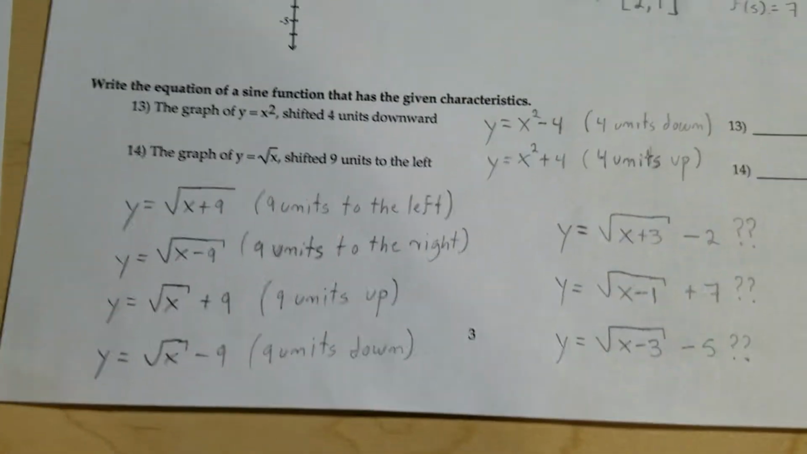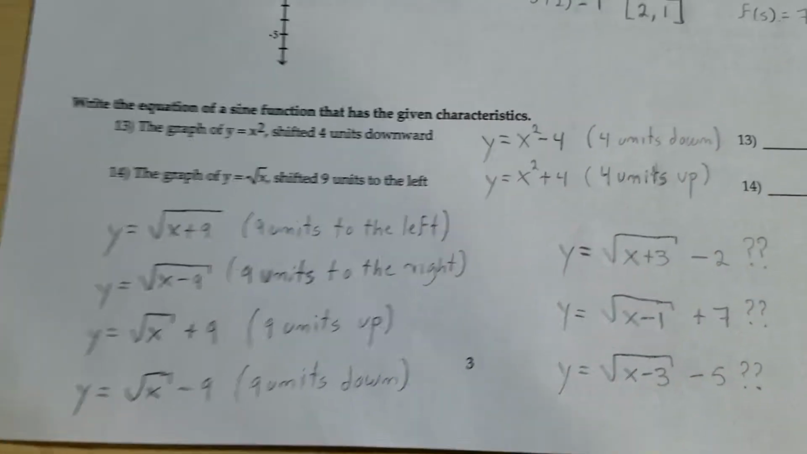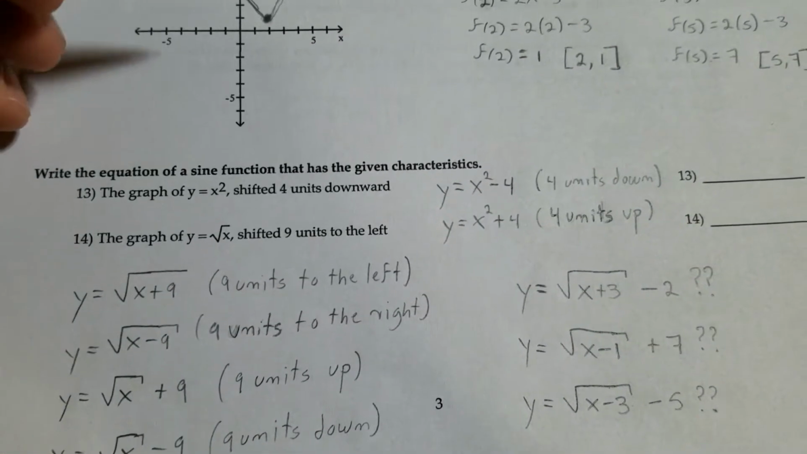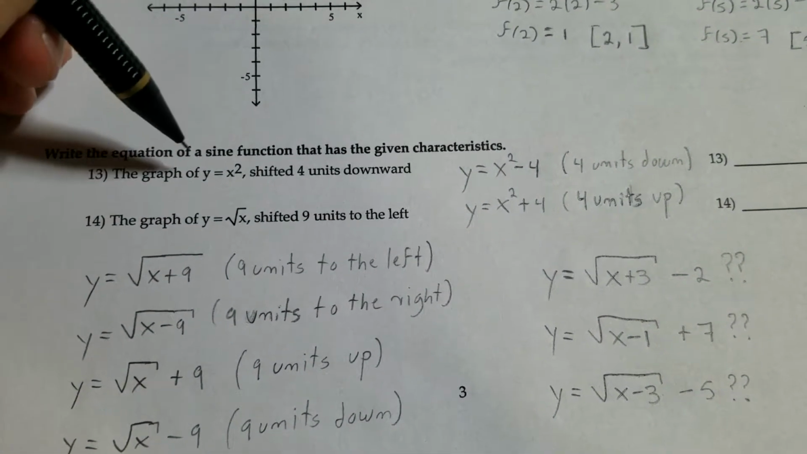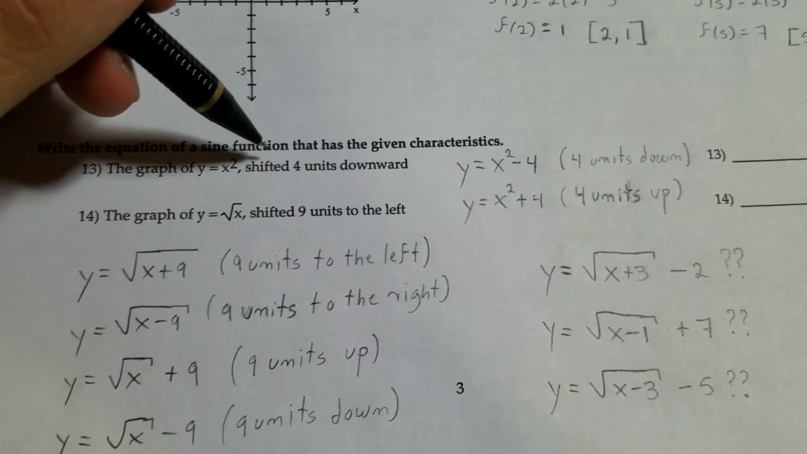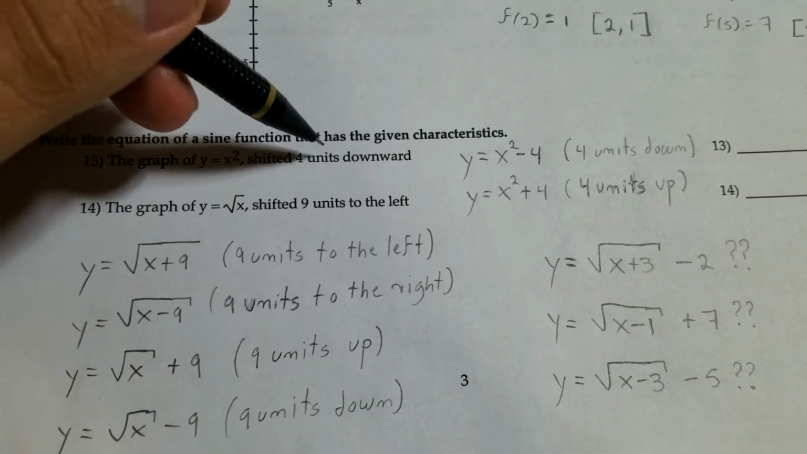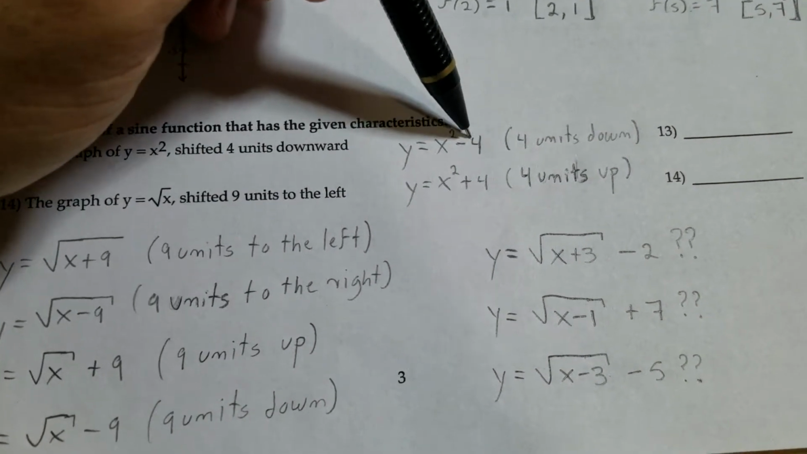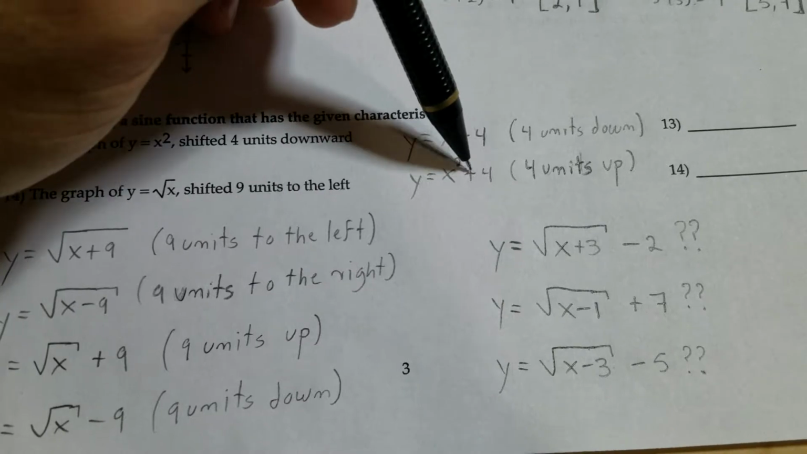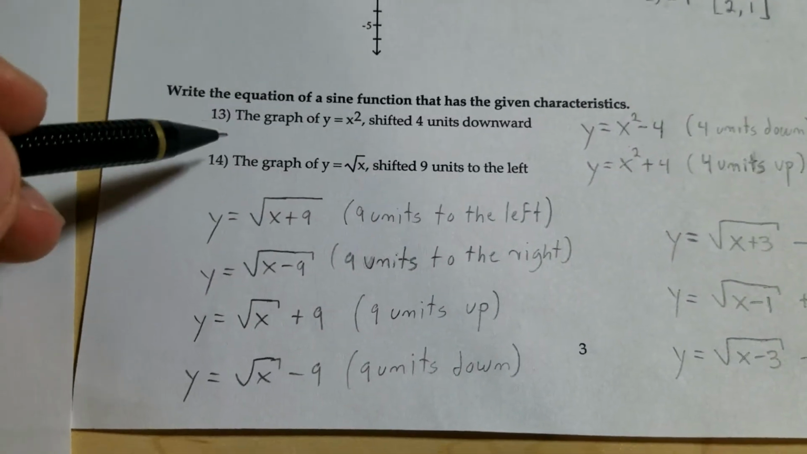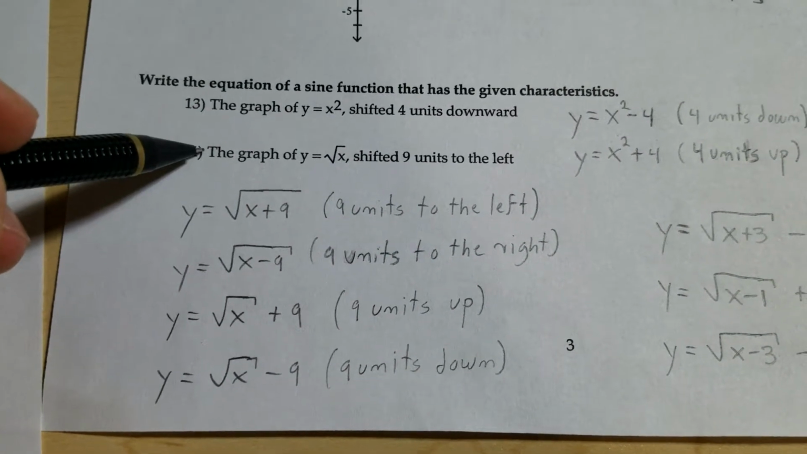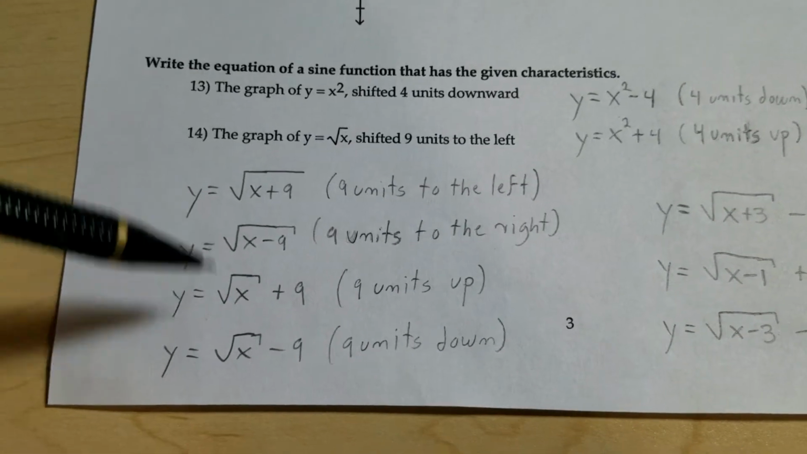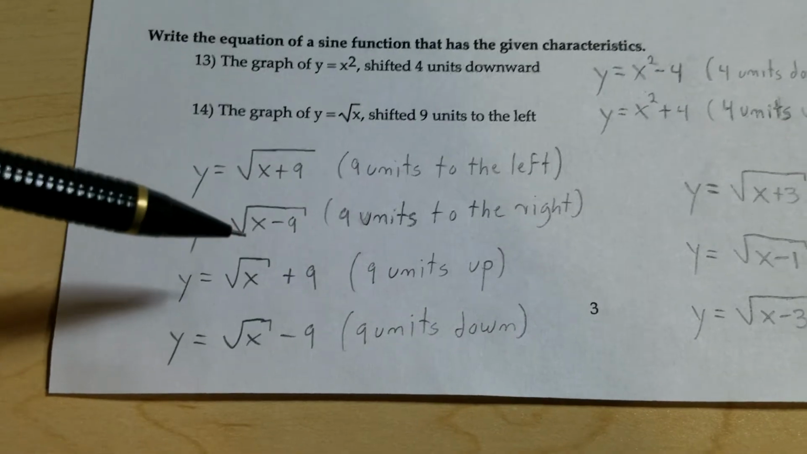Now for 13 and 14, those are pretty simple, so make sure that you understand how they work. For number 13, they're asking you to shift that equation 4 units down. This is how you shift that equation 4 units down. This is how you shift the equation 4 units up. For number 14, it's a little bit more confusing for most people, but I think with all the different options that I gave you here, it should be easier for you.